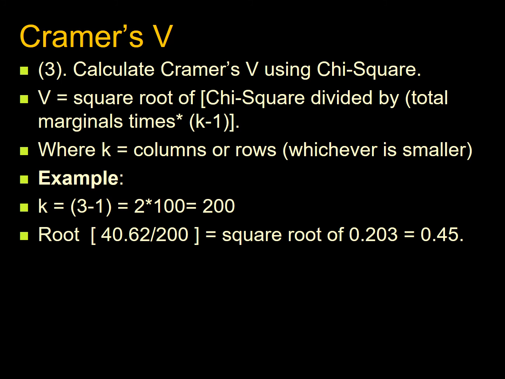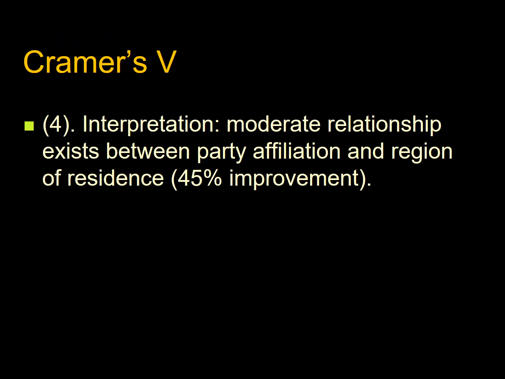So k is equal to 3 minus 1, which is the number of columns or rows minus 1, is equal to 2 times 100, which is equal to 200. So we take the square root of that, 40.62 divided by 200, and that gives us a square root of 0.203, which gives us a total value of 0.45. So the interpretation is that there's a moderate relationship which exists between the region of residence and party affiliation, and then including the independent variable of region provides a 45% improvement in the strength of making the prediction.